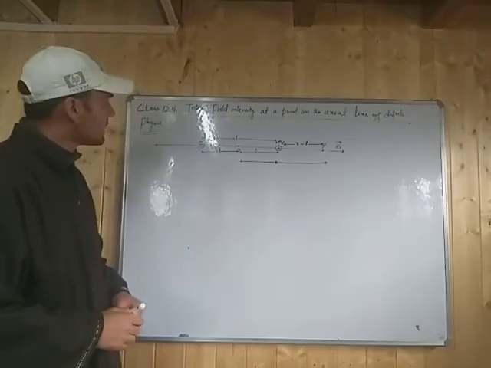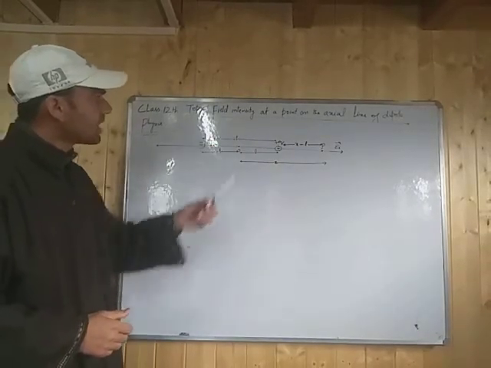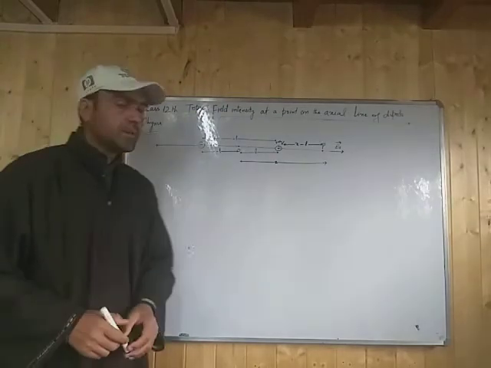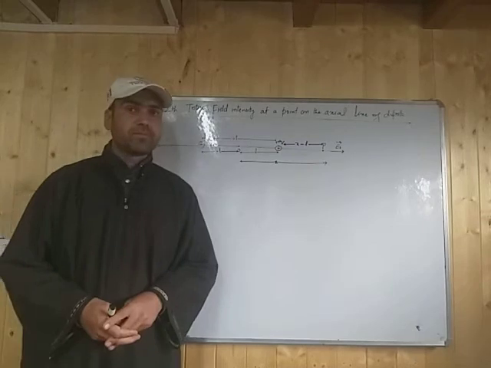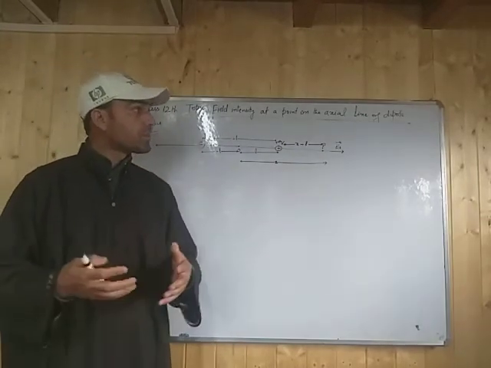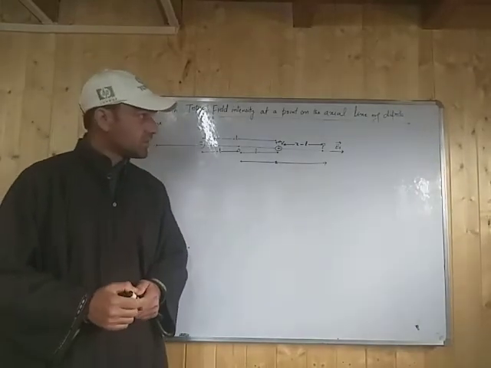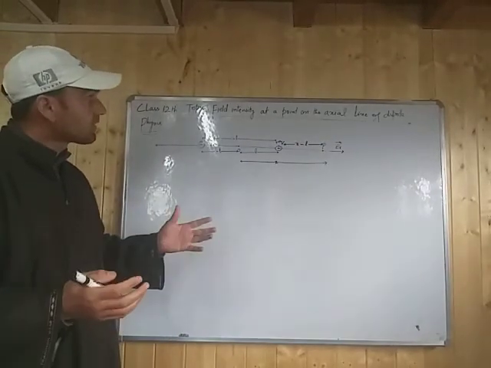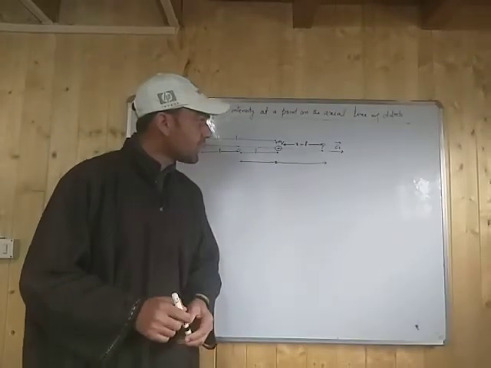Our today's topic for class 12th is field intensity at a point on the axial line of a dipole. In the previous lectures, we have discussed electric field, electric field intensity, electric lines of force, properties of electric lines of force, and electric dipole moment. Today we want to derive the expression to calculate the electric field intensity at a point on the axial line of a dipole.